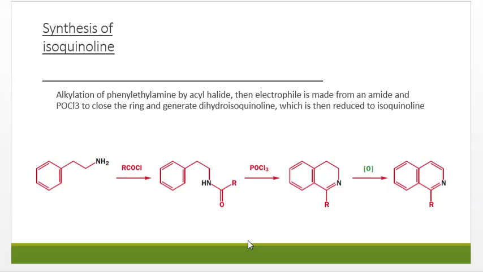Synthesis of isoquinoline: alkylation of phenylethylamine by an acyl halide. Then the electrophile is made from an amide and POCl3 to close the ring and generate dihydroisoquinoline, which is then reduced to isoquinoline.